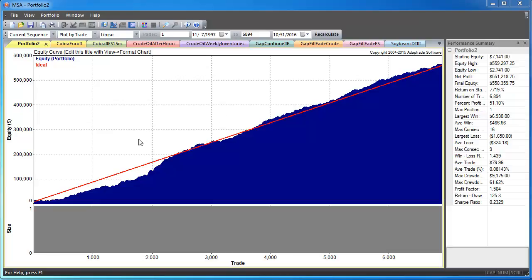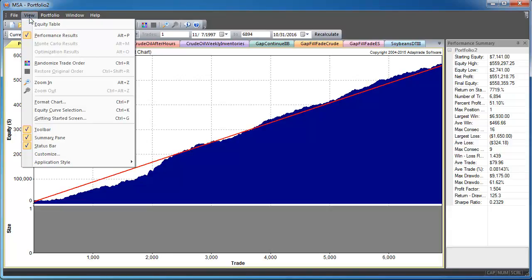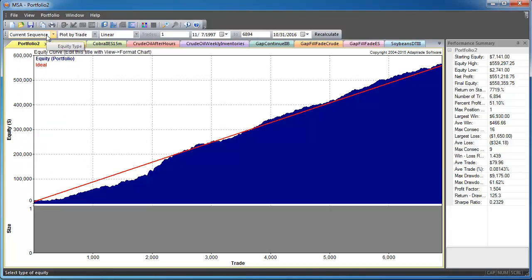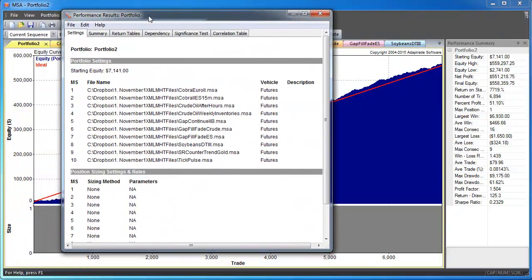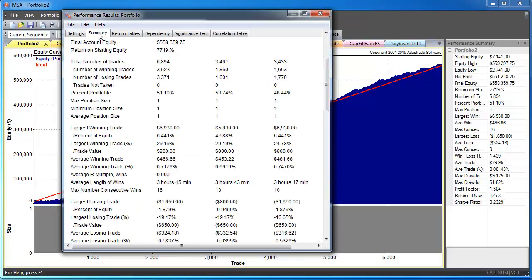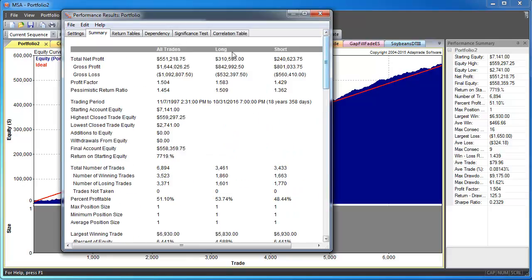And so you can see the equity curve here, and we can take a look at some of the performance summaries. You go to View and, I guess, Performance Results. Let's see, I pulled that in over here in another window. So here it is. We can look at the summary. You see $551,000. I'm using a different set of slippage and commission numbers.